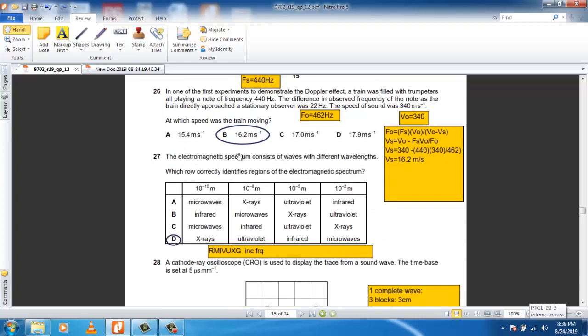Question number 27 says the electromagnetic spectrum consists of waves with different wavelengths. Which row correctly identifies the region of the electromagnetic spectrum? That's a recall question. You can memorize it this way: R M I V U X G, increasing frequency. Gamma being the highest frequency. So gamma has the highest frequency and the least wavelength. So you can see that the least wavelength is starting from here: X-ray, ultraviolet, infrared, microwave.